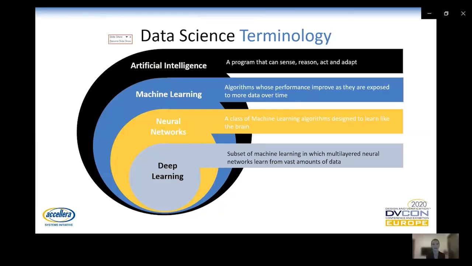Data science is the practice of implementing artificial intelligence, machine learning, and deep learning. So all of it together is called data science, and the data scientist is the practitioner who performs the data science.